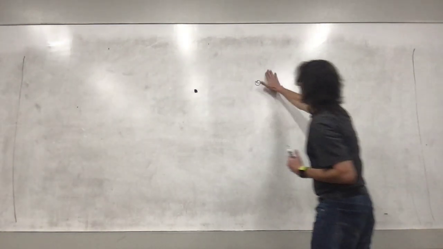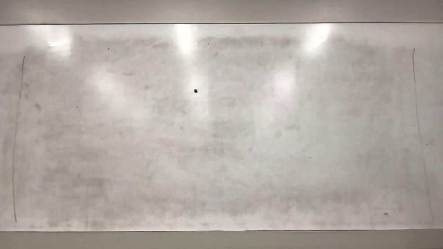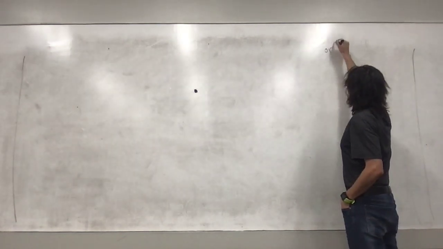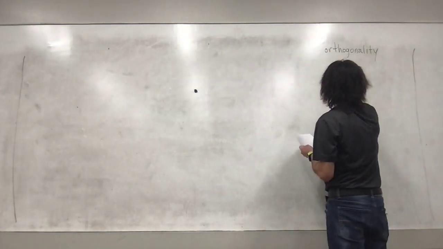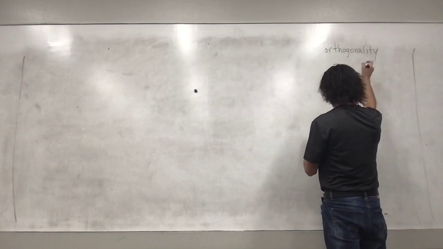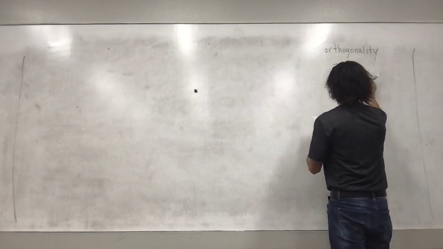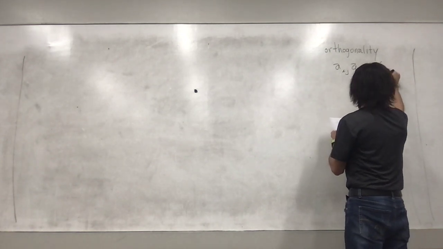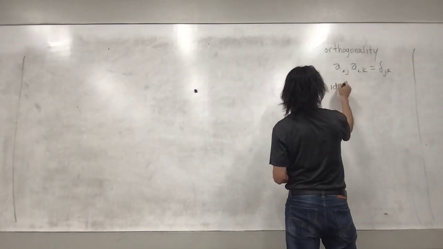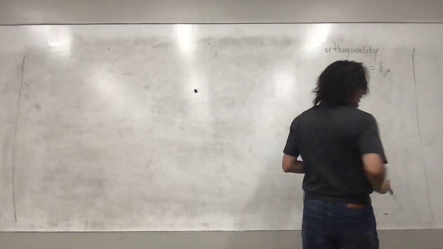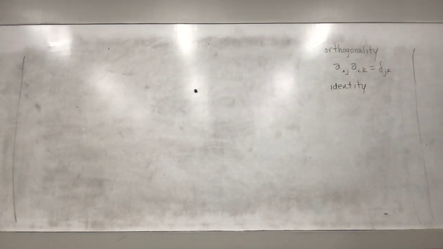So we said that rotation matrices must satisfy orthogonality, which is, in Einstein notation, this one, identity, which, in Einstein notation.